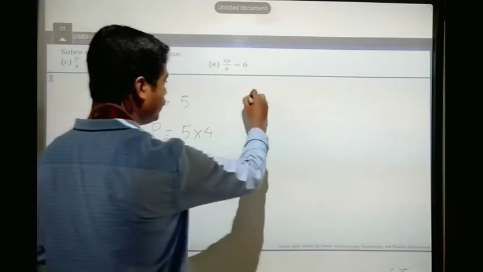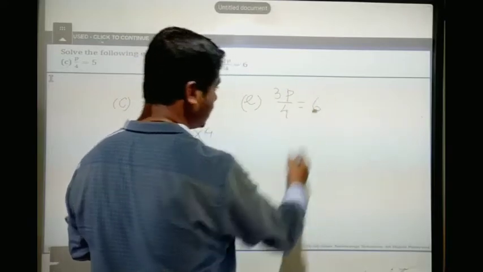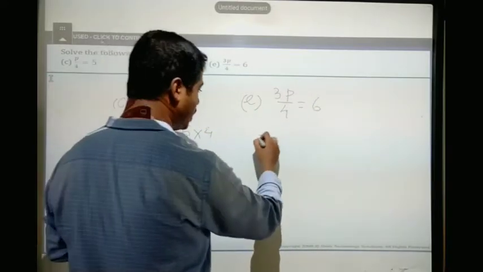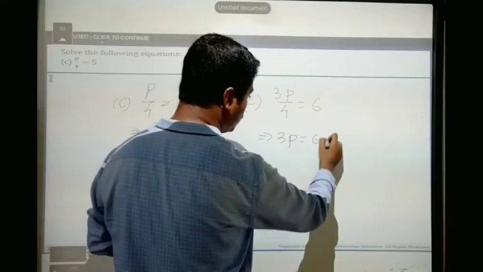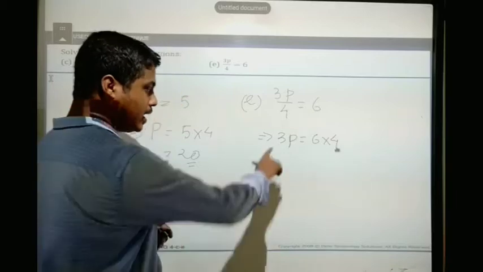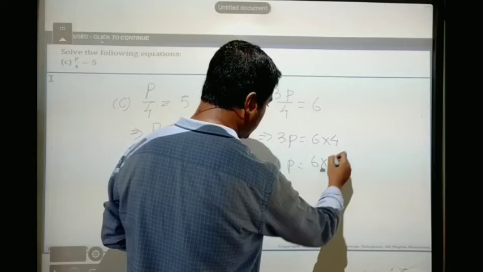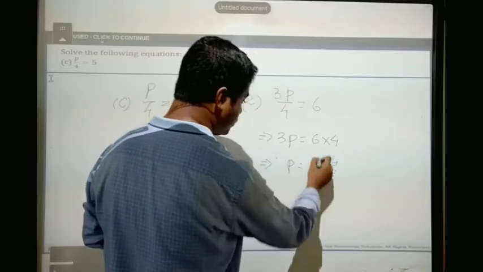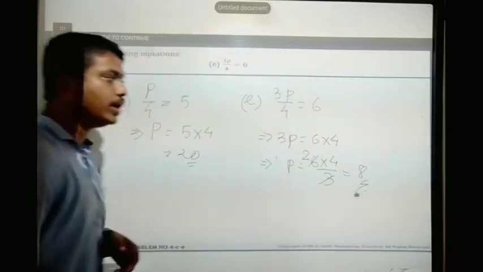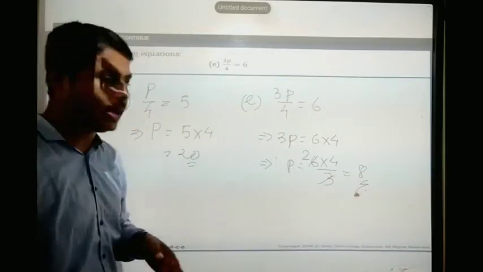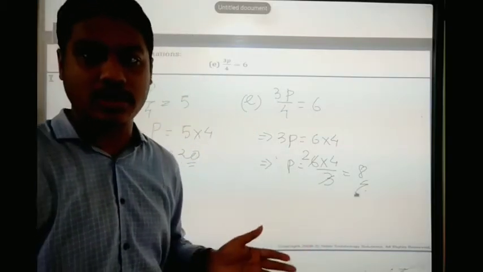Okay, similarly if I do for question E, 3p by 4 is equals to 6. So you multiply 4 on the right hand side, 3p, it will be 6 into 4. One variable I have separated, the next variable you put on the right hand side, p will be equals to 6 into 4 divided by 3. So 3 2s are 6, 2 4s are 8. So your answer of p will be equals to 8. So this is about the AB, question C and question E. The rest of the question you have to try it by yourself.